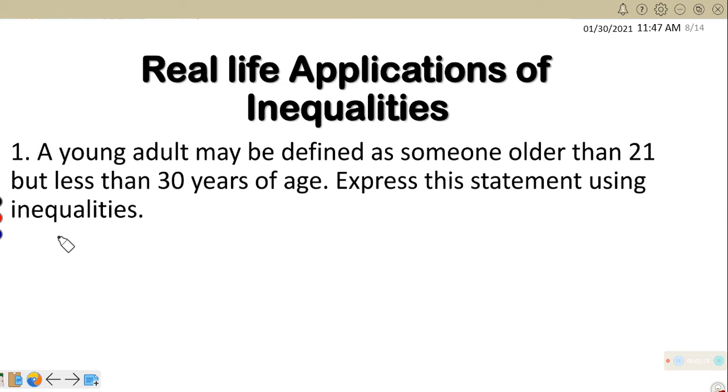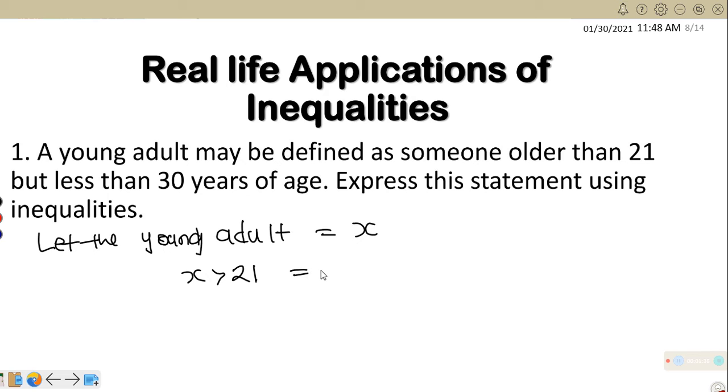Let the young adult equal x. Then the definition says someone older than 21, that is x is greater than 21. You know that this can be written as 21 less than x. But less than 30, so x is also less than 30. Let's call this inequality 2.